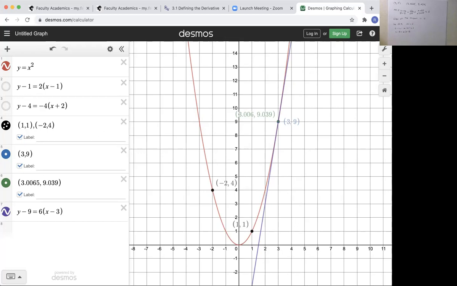So let's go ahead and draw all 3 of the tangent lines. There's the tangent line through (1, 1), and here is the tangent line through (-2, 4). So you see the idea. Our goal is to find the equation of the tangent line to a function at a given point. So let's go ahead and do one more of these.